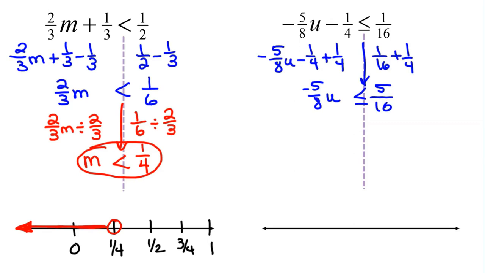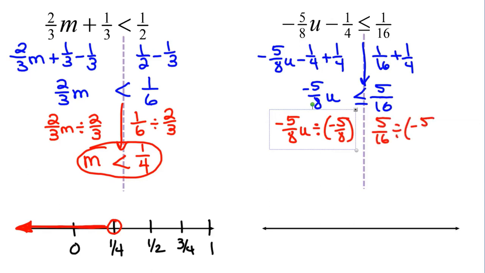Now I'm multiplying by -5/8, so I need to undo that. So I'm going to divide both sides by -5/8. Uh-oh. What are you thinking? Hopefully you're thinking what I'm thinking, and that is that I am dividing both sides of this inequality by a negative number. And what does that mean? Well, we shall see. -5/8 u divided by -5/8 is just u. 5/16 divided by -5/8 is -1/2. And what do we need to do?